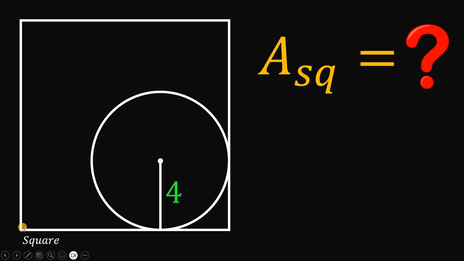Now, from this vertex, let's draw a segment that is tangent to our circle that connects the side of the square. Let's call this segment x, and the length of the side of this square is 4x. Now, the question is, what is the area of this square?